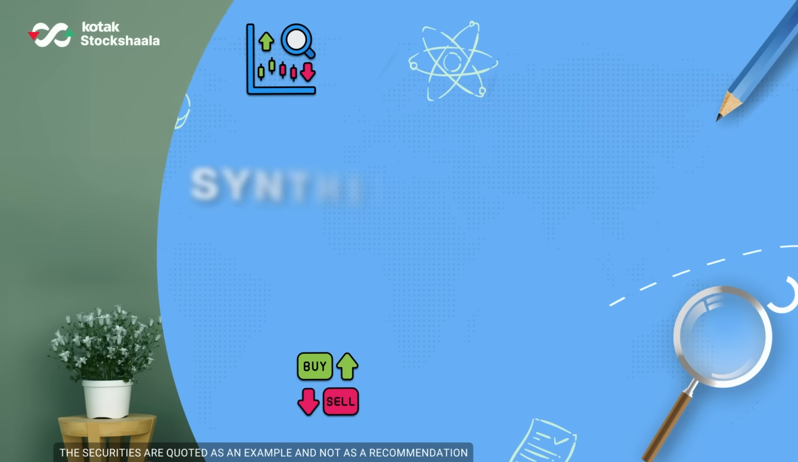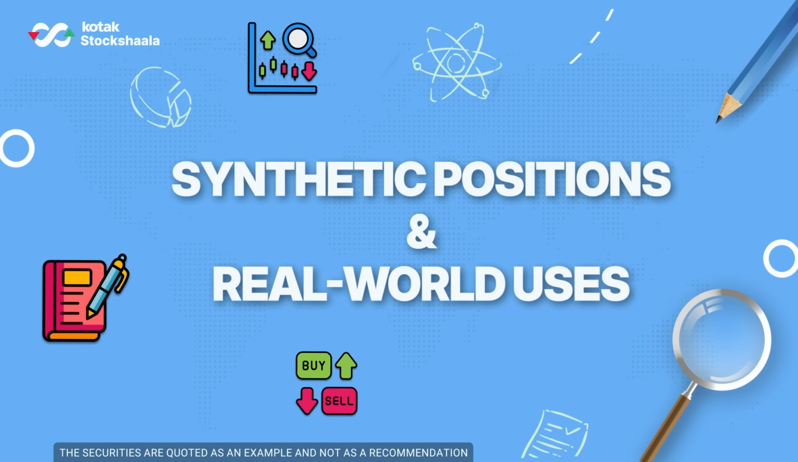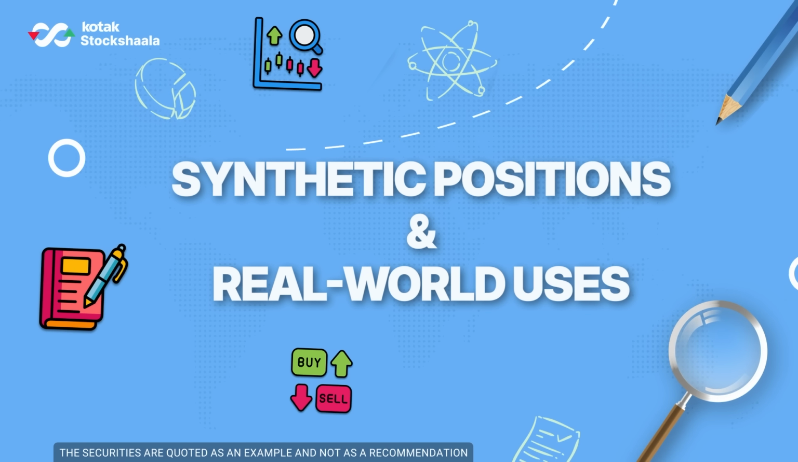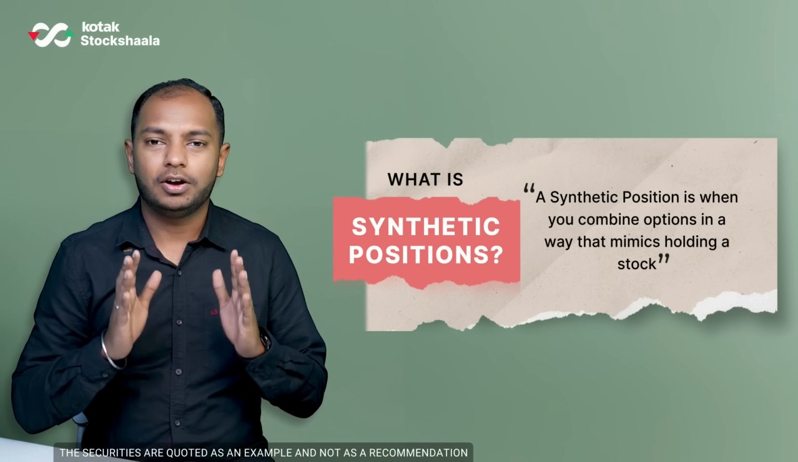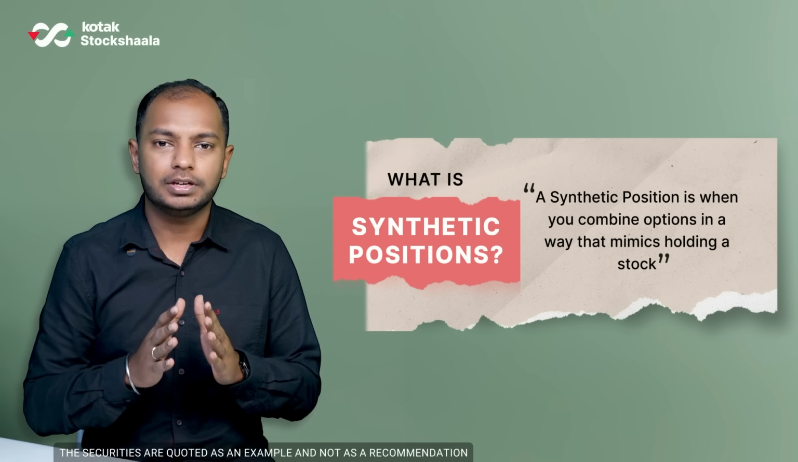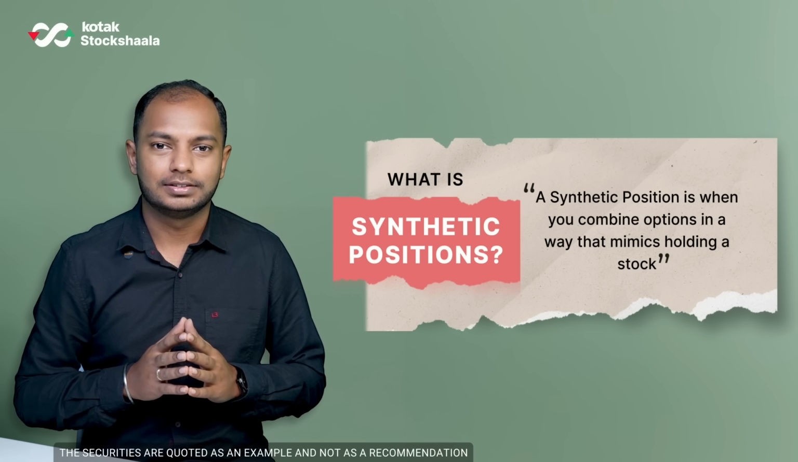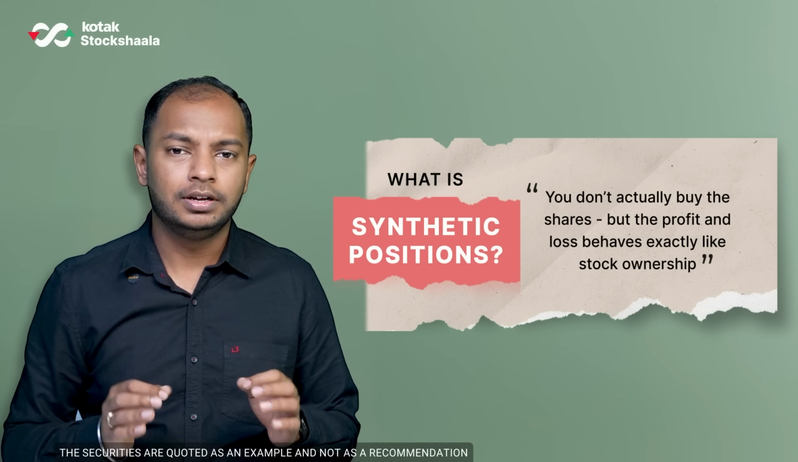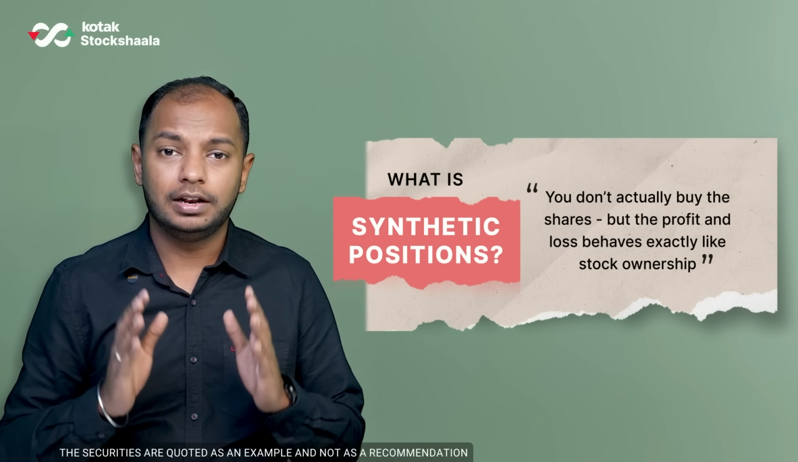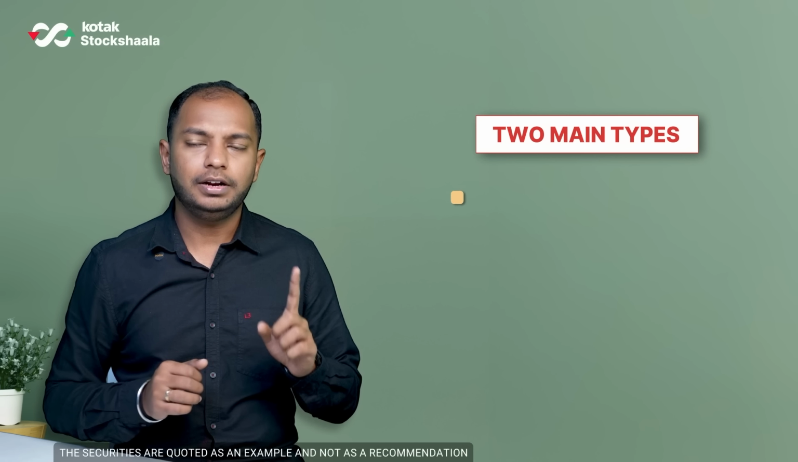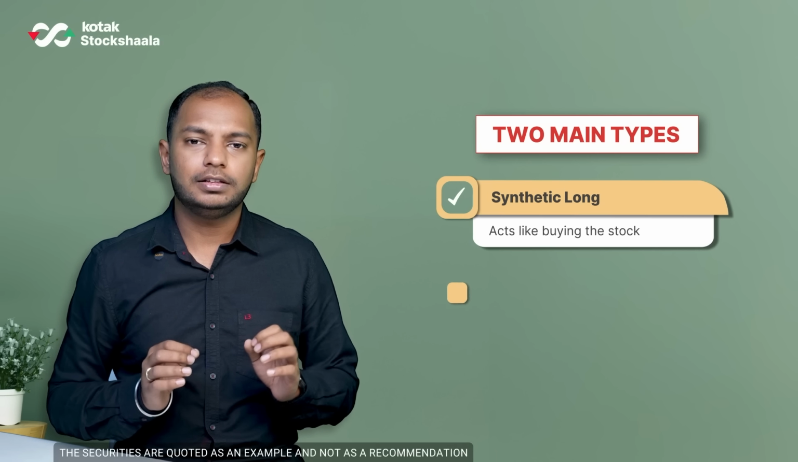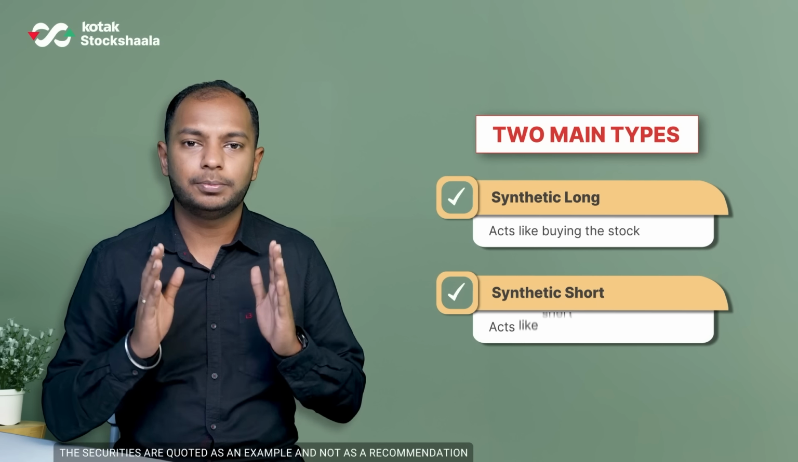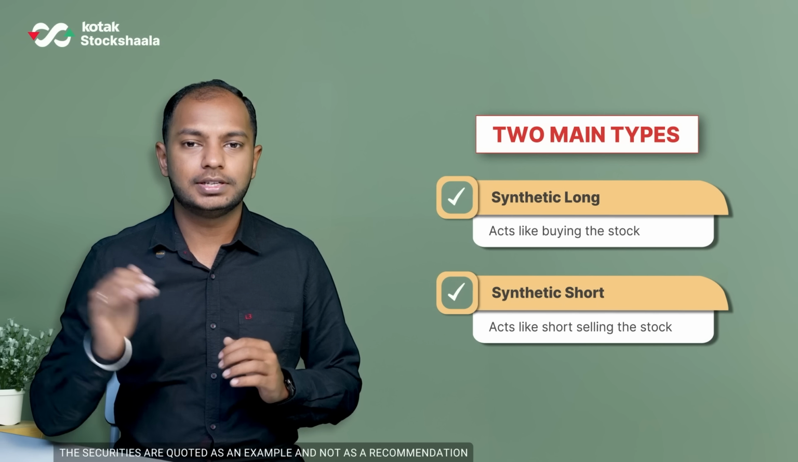Today, we are going to learn about synthetic positions, how you can go for a synthetic long position as well as a synthetic short position. A synthetic position is when you combine options in such a way that it mimics owning the entire stock. You don't actually buy the stock, but the profit and loss behaves like stock ownership. There are majorly two types. One is a synthetic long, where it behaves like buying the stock, and the other one is synthetic short, where the profit and loss behaves like short selling the stock.